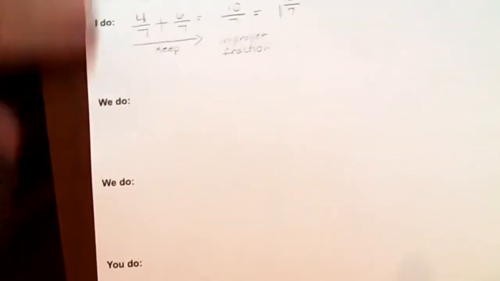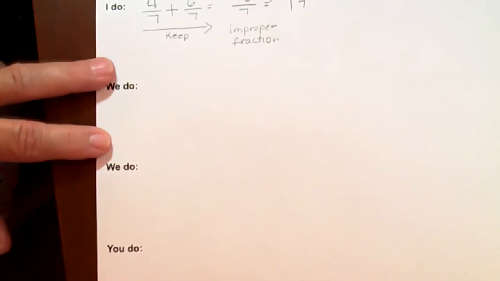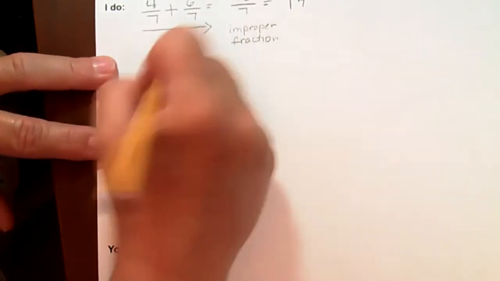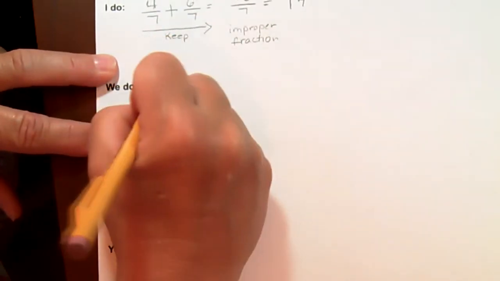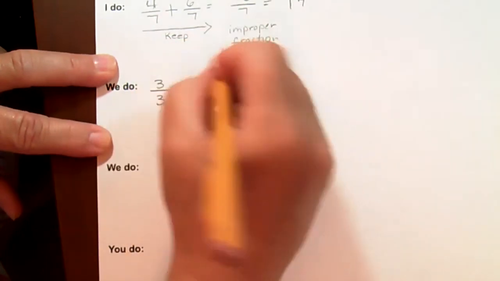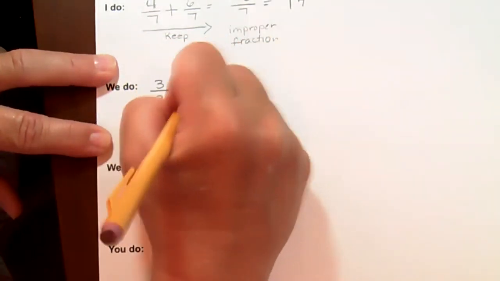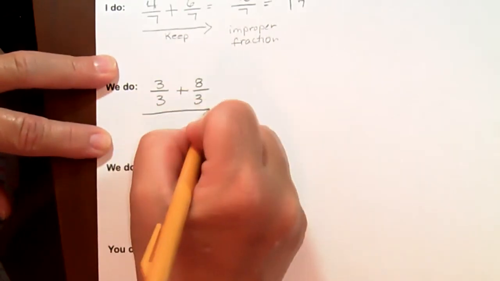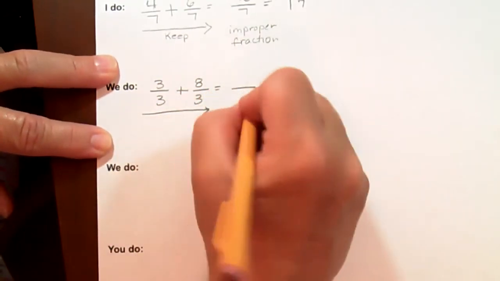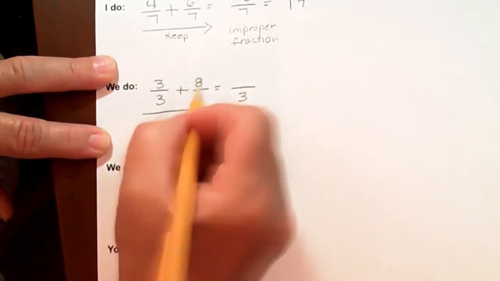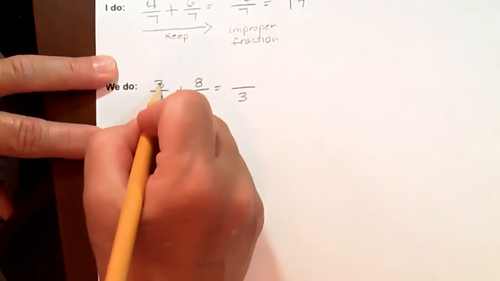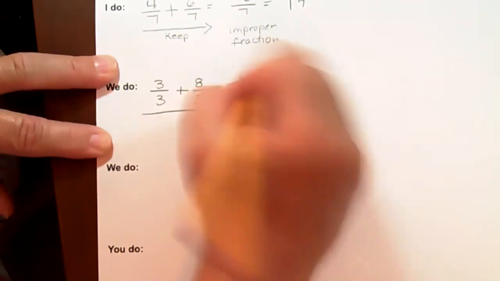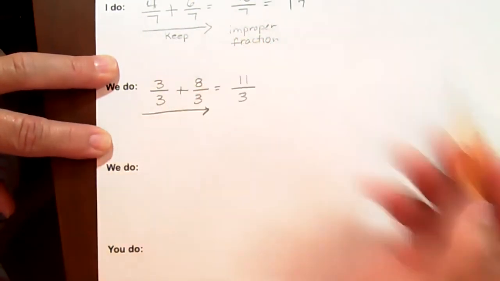All right, next problem. Okay, we're going to do this one together. So let's get the problem down. It's 3/3 plus 8/3. Once again, we're going to keep the denominator because it's the same. And then we add, that's 8, 9, 10, 11. Once again, we have an improper fraction.